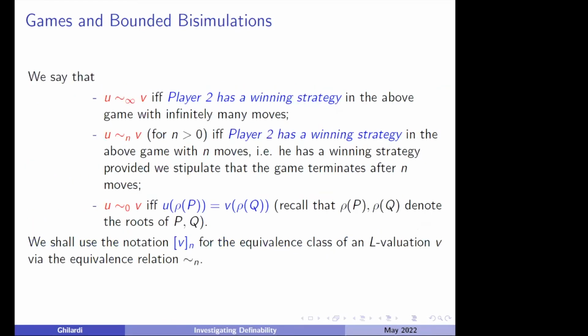Now, bisimulation equivalence means that player two has a winning strategy in the above game with infinitely many remaining moves. And bounded bisimulation up to n means the same, but the game stops after n moves. And then it's useful to have also a zero equivalence, which means simply that the atoms of the models are evaluated in the same way.